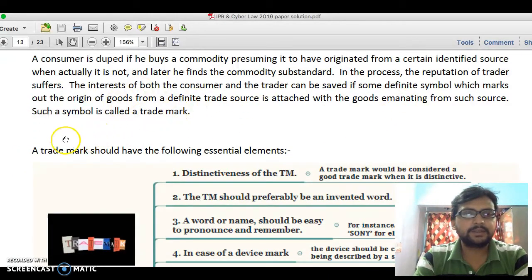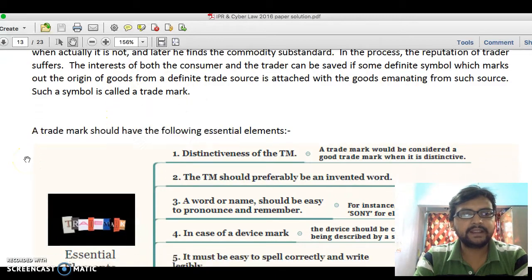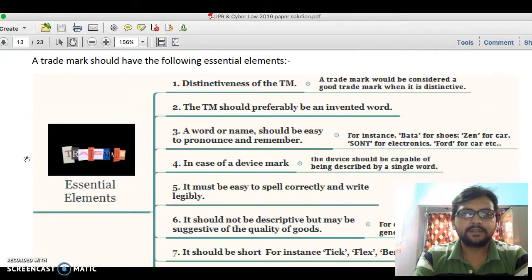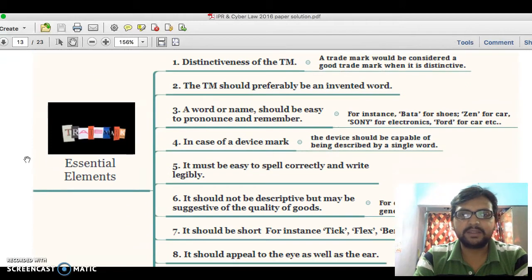Now, the same thing is defined here. You can just read out this particular paragraph. Next part is, what are the essential elements? Now let's discuss the essential elements. I have provided this diagram here. First, your trademark should be distinctive. It should be unique. It should not be similar to any other company which is dealing in physical goods or services. It should not be similar to that.